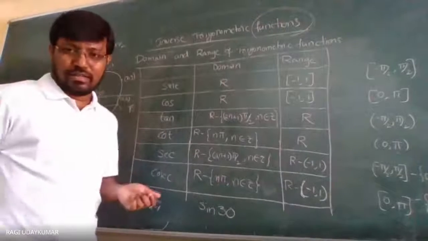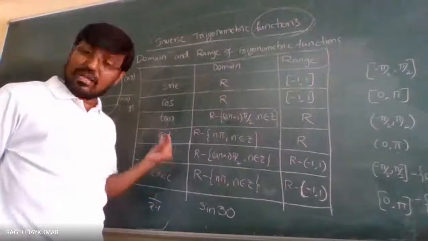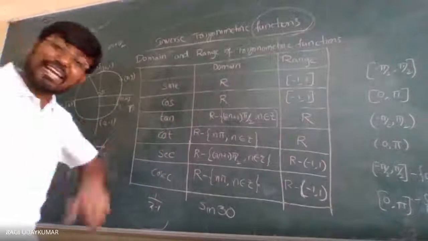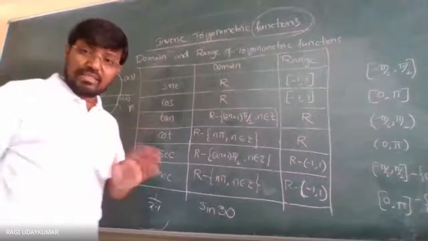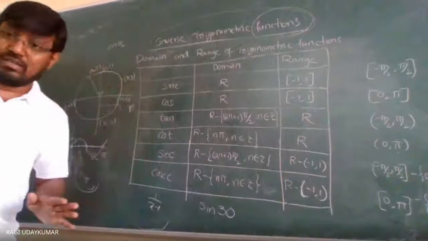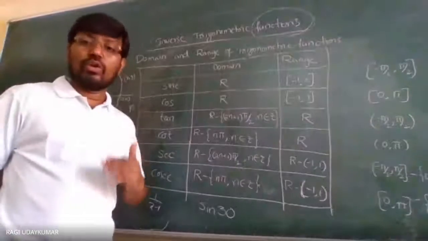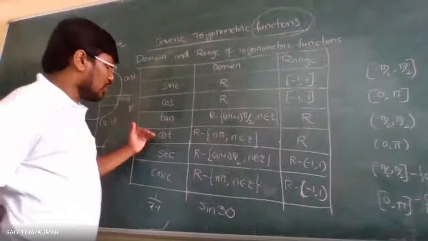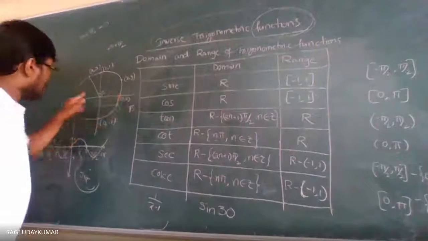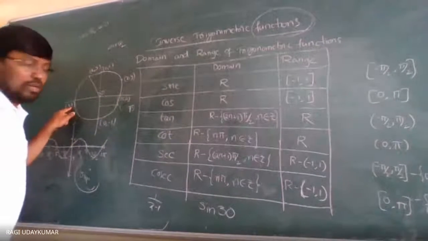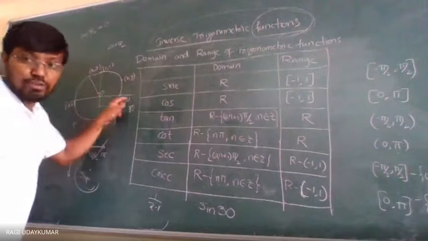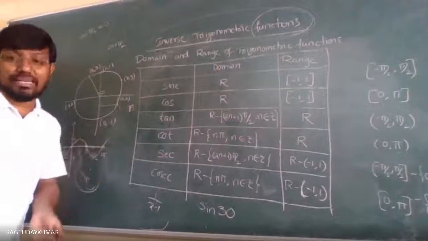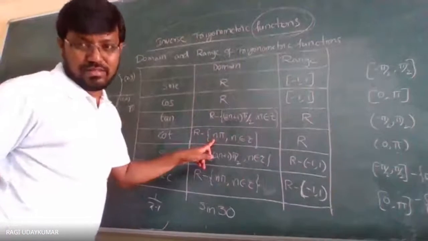But coming to the cot, it is nothing but cos by sine. So cos by sine means we need to see where sine becomes 0. Sine is defined everywhere, but you need to see at what places it becomes 0. It becomes 0 at 0, pi, 2 pi, 3 pi, 4 pi, 5 pi, 6 pi, 7 pi, any integer into pi. So that's why n pi.